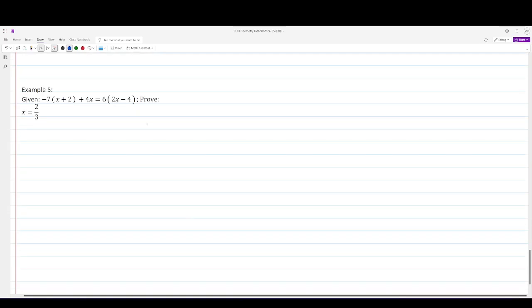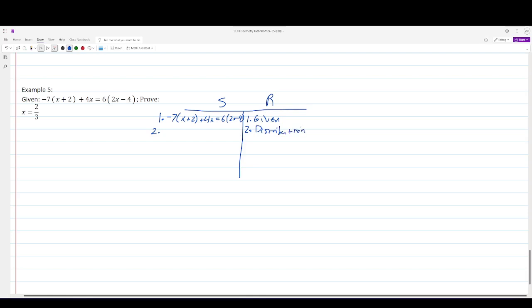Final example. Looks like it wrapped around to the next line. Statements, reasons. Our original equation, -7 parentheses x plus 2 plus 4x equals 6 parentheses 2x minus 4. This is our given information. Our first operation is going to be to distribute. In this case, we can't just divide by what's in front of parentheses, so we have to use distribution first.